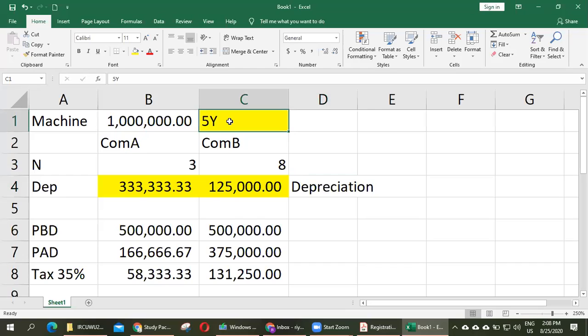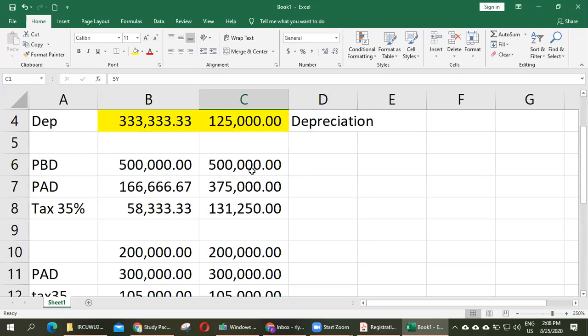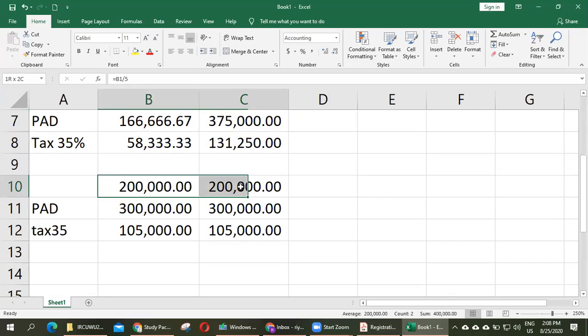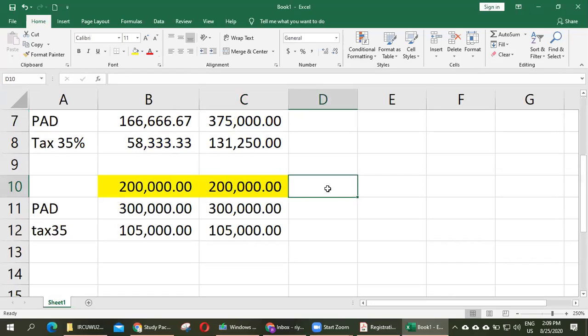If we calculate depreciation based on the rules of the government, these values we have calculated based on government regulations. This is called capital allowance. We call it capital allowance.